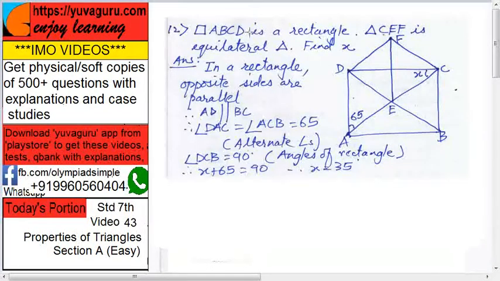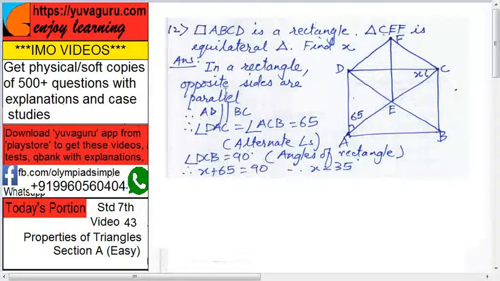In the given figure, ABCD is a rectangle. See here, ABCD is a rectangle, not a square. So opposite sides are equal and all angles are 90 degrees. Okay, diagonals equal. Okay, so triangle CEF is equilateral. CEF, this triangle is equilateral. Okay, find X. This we have to find out.